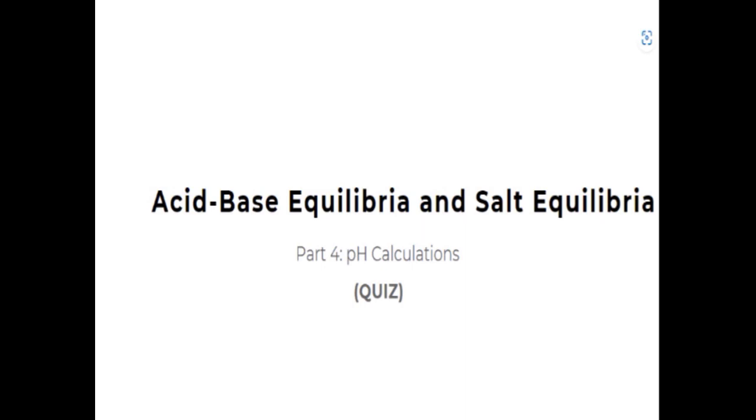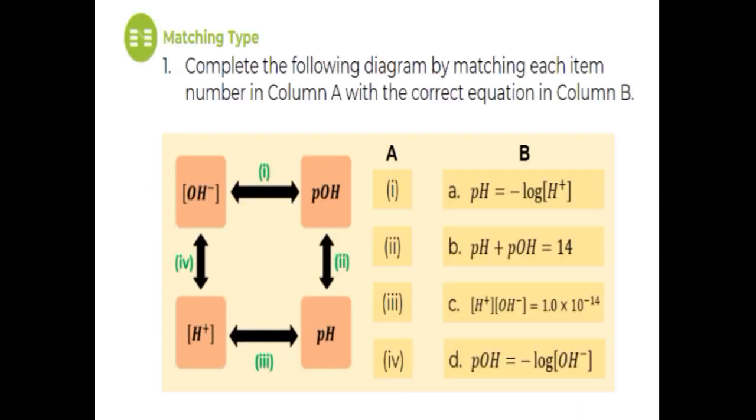Acid-base equilibria and salt equilibria. Part 4. pH calculations. Quiz. Matching type. Number 1. Complete the following diagram by matching each item number in column A with the correct equation in column B.